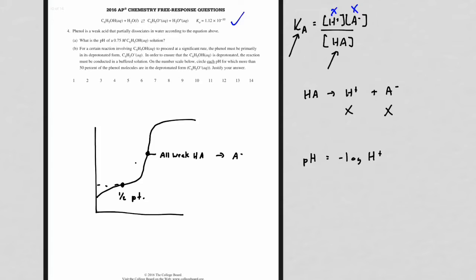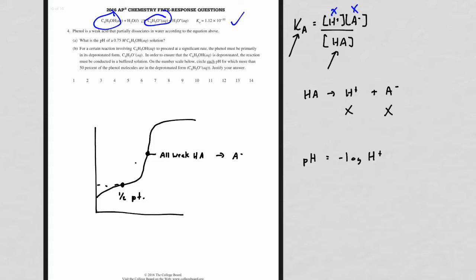It then asks you for a certain reaction value. C6H5OH should proceed at a significant rate. The phenol must be primarily deprotonated in order to ensure this. So they basically want it to be past the halfway point. They want more than half of this to have turned into this. And so they're asking what pH must be, the reaction must be conducted in a buffered solution. On a scale below, circle each pH for which 50% of the molecules are in deprotonated form.